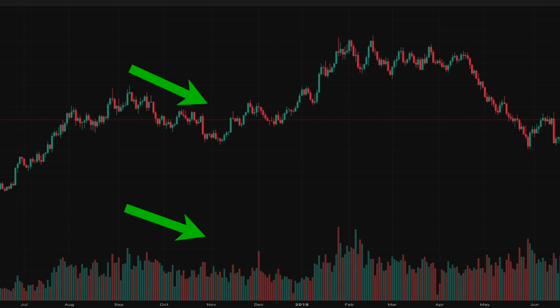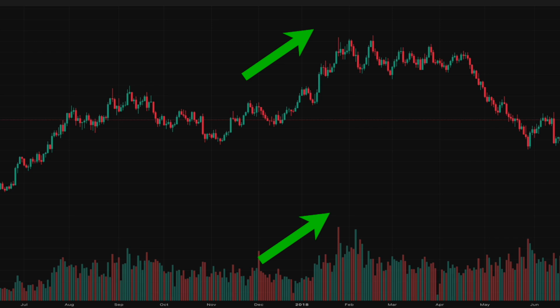Then we see a pullback. But look carefully. The pullback happens on decreasing volume. That tells us selling pressure is weak. There is no strong conviction behind the retracement. After that, price makes another leg up and volume increases again. This is what a healthy uptrend looks like. Price and volume agree. Expansion happens on rising volume. Pullbacks happen on declining volume. Effort supports the direction of the trend. That is structural strength. You can use volume to determine the strength of the trend.